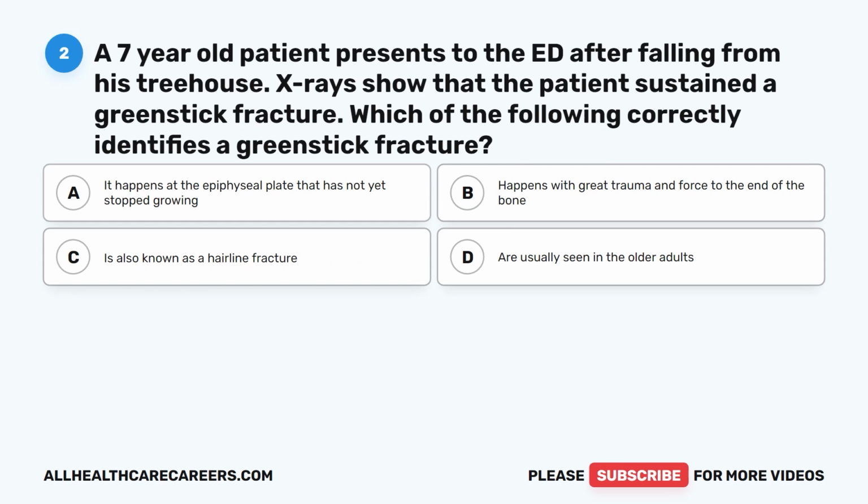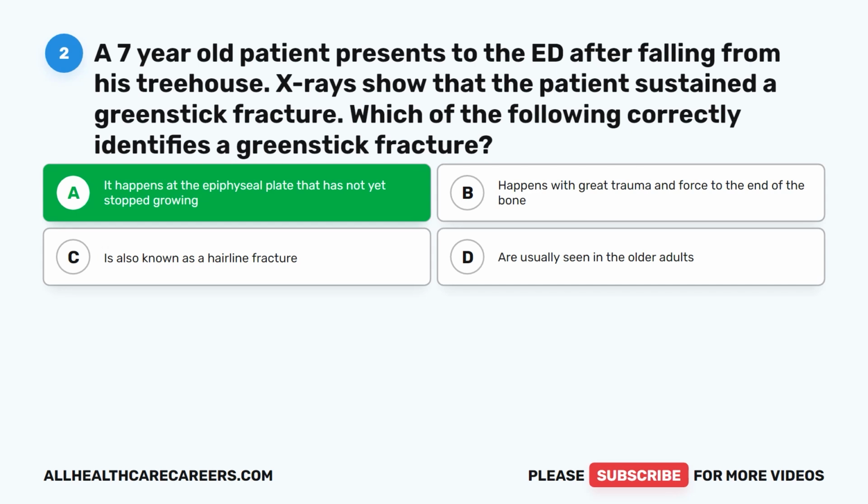Question 2. A 7-year-old patient presents to the ED after falling from his treehouse. X-rays show that the patient sustained a greenstick fracture. Which of the following correctly identifies a greenstick fracture? A. It happens at the epiphyseal plate that has not yet stopped growing. B. Happens with great trauma and force to the end of the bone. C. Is also known as a hairline fracture. D. Are usually seen in the older adults.